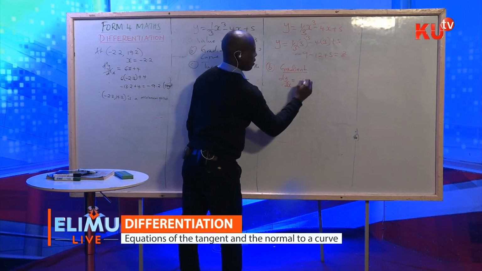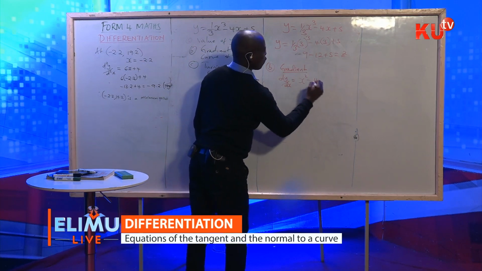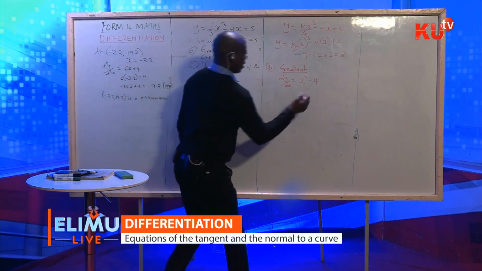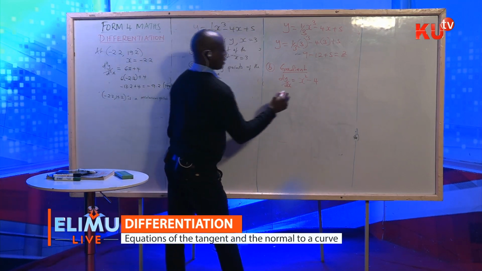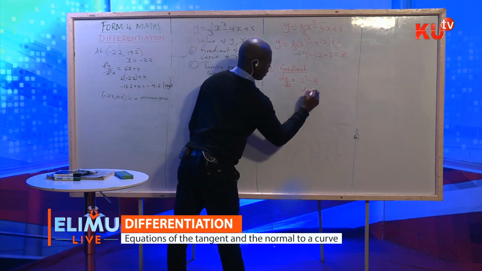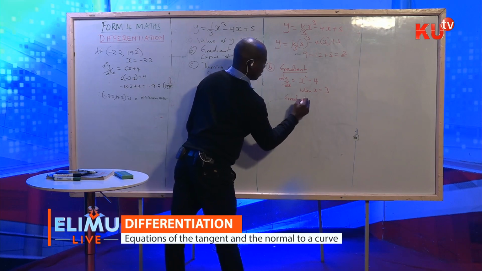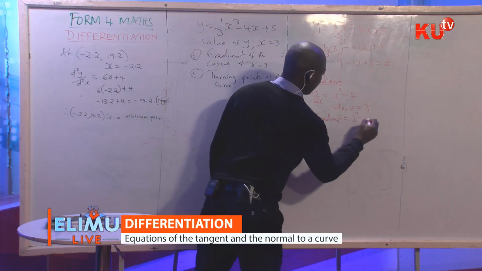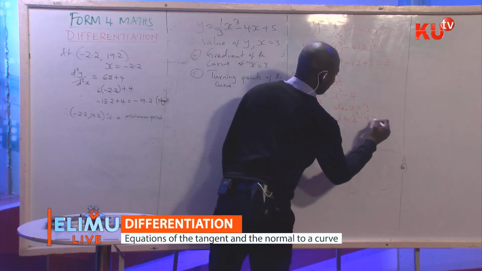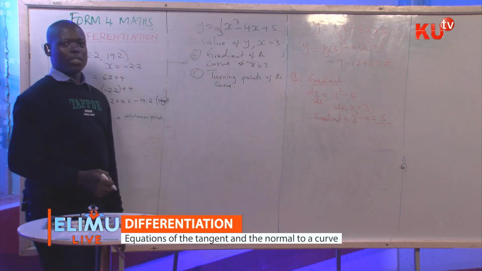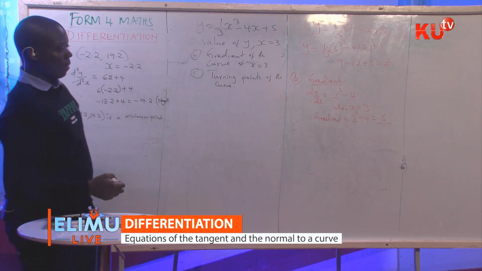This is x squared minus 4. Then replace in the value of x as 3. So when x is 3, our gradient is equal to 3 squared less 4. So 9 less 4 is 5. The gradient, students, is 5.